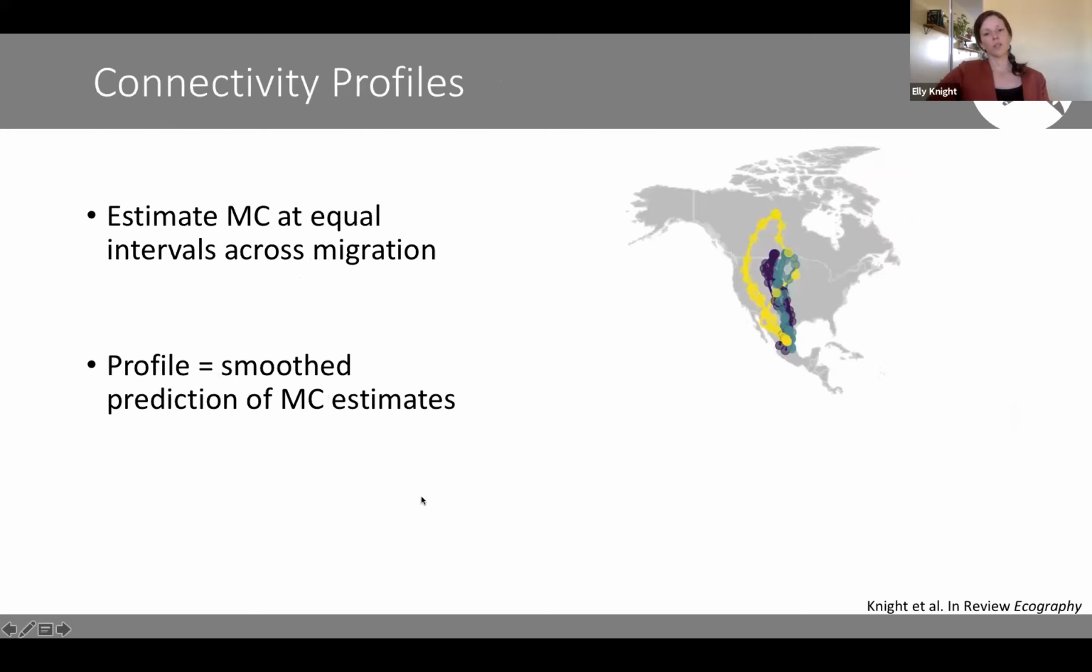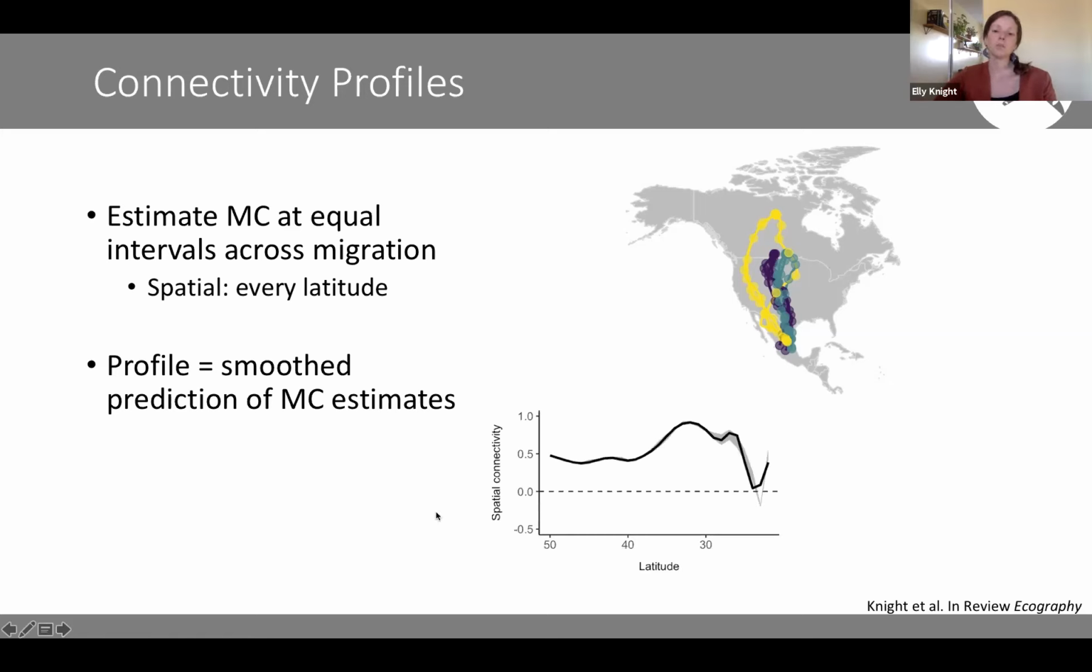And so the approach that we took, we've coined connectivity profiles. In a nutshell, you estimate migratory connectivity at equal intervals across migration. And the profile itself is a smooth prediction of those connectivity estimates. In our simulated example here, we've built a spatial connectivity profile by estimating migratory connectivity at every latitude of migration. And you can see we've simulated a peak at a stopover at around 30 degrees latitude, and that's showing up in our profile here.